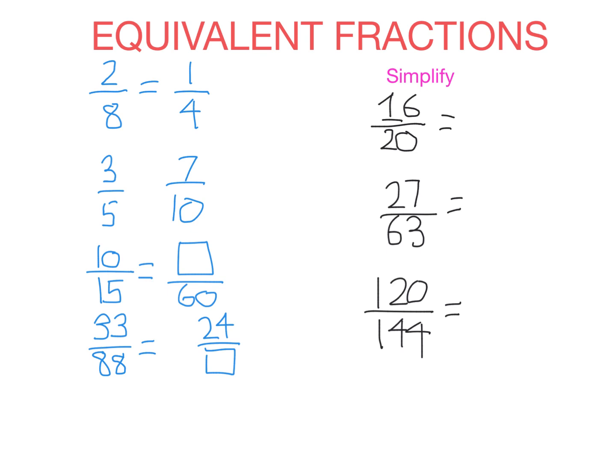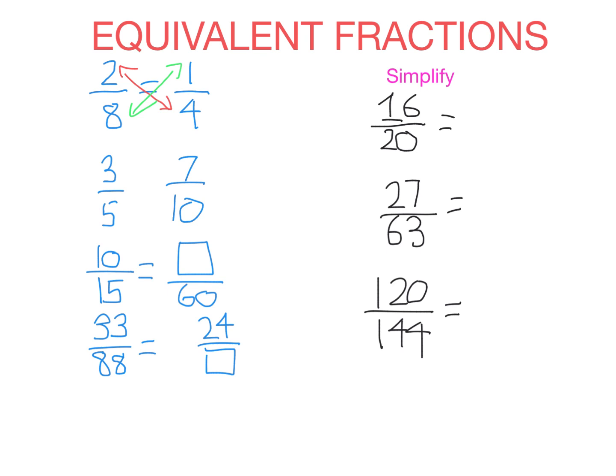If you ate 2/8 of a pizza, you have eaten exactly the same amount as if you ate 1/4 of the pizza. So what makes these fractions equivalent? How do we know they're equivalent? Well, the quick way is that these two numbers here should multiply to the same as these two numbers here. 2 times 4 is 8, 1 times 8 is 8. That's how we know that they're equivalent.